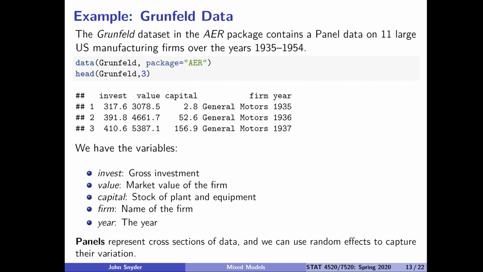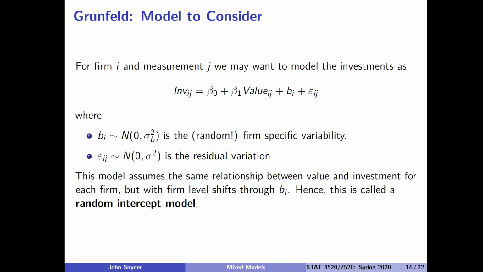So we can capture the fact that we're measuring the same thing over and over again. With the knowledge we have, let's consider a simple model first. Maybe we want to relate the investments in the firm just to value. So we have the investments for firm i and measurement j, because for every firm there are multiple different observations in the form of different years.